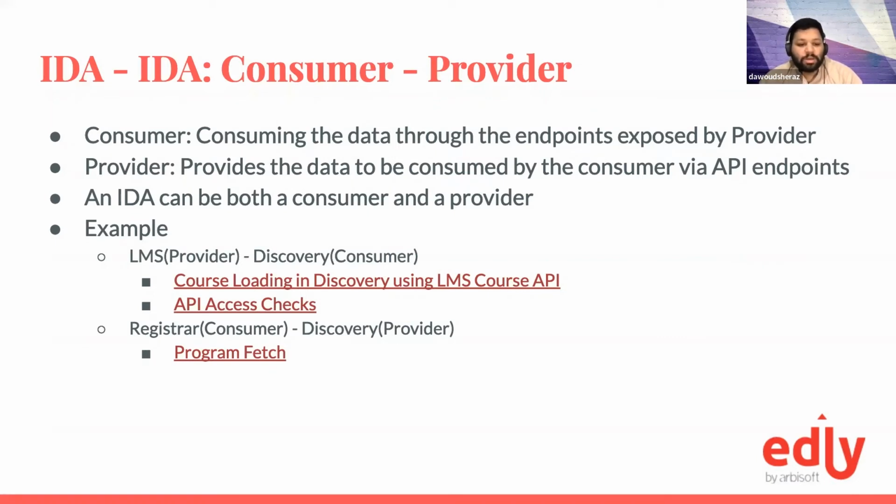So for instance, in the following two examples, we'll discuss LMS and discovery, where LMS is the provider and discovery is the consumer. So discovery is using the LMS courses API to load course runs information within discovery. And it's also using the LMS admin access API to do some API access checks within discovery. The other example, registrar and discovery, where registrar is the consumer and it is fetching some program information from discovery using discovery's program API endpoint.